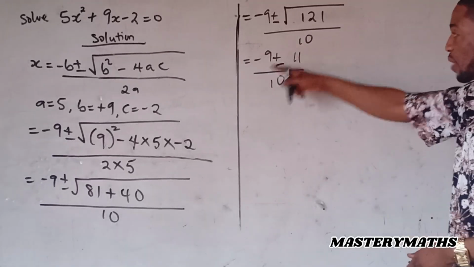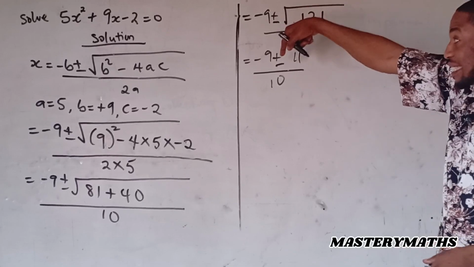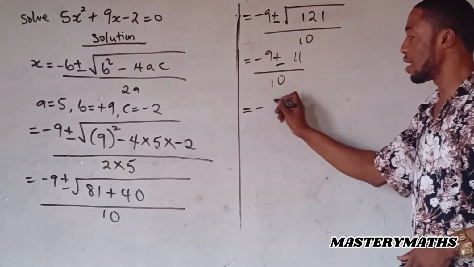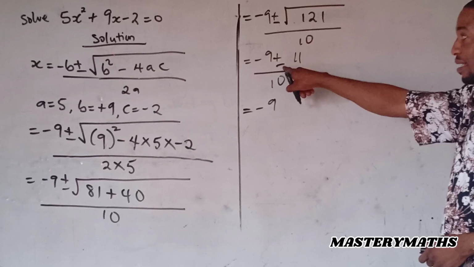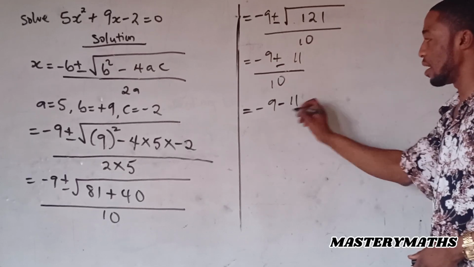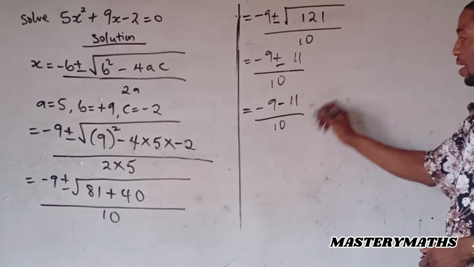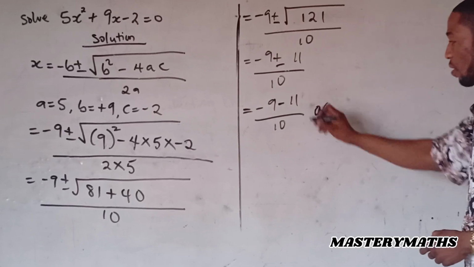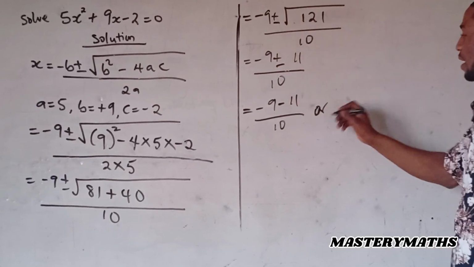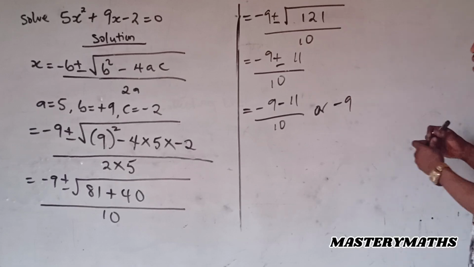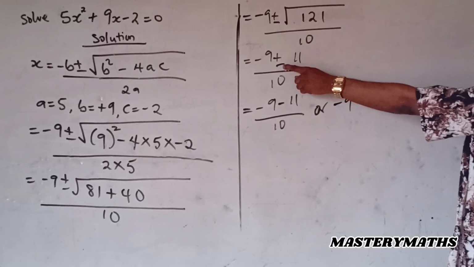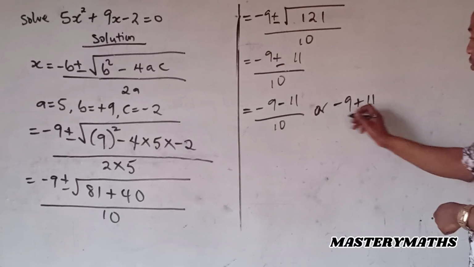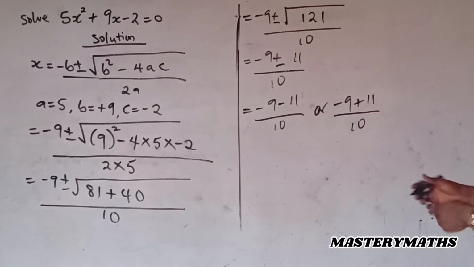How? Now, we want to separate this number using those signs. Then we separate those signs. How do we separate them? First of all, you put your equality sign, minus 9. You take your minus sign first, then your 11 over 10. Then you separate them by using or. This is your or. Now the next one, we'll take minus 9. Remember, initially we took the subtraction sign. Now this time around, we're taking the addition sign, plus 11 all over 10.